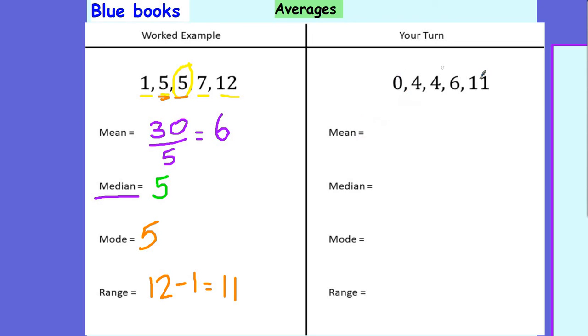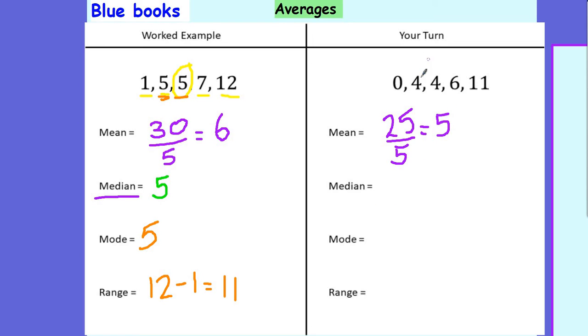Rightio, to find the mean, I need to add them up and divide by my number of data points. 0 plus 4 gives me 4, plus 4 gives me 8, plus 6 will give me 14, then that will give me 25 altogether. Dividing by the number of data points, divide by 5, my mean is 5.